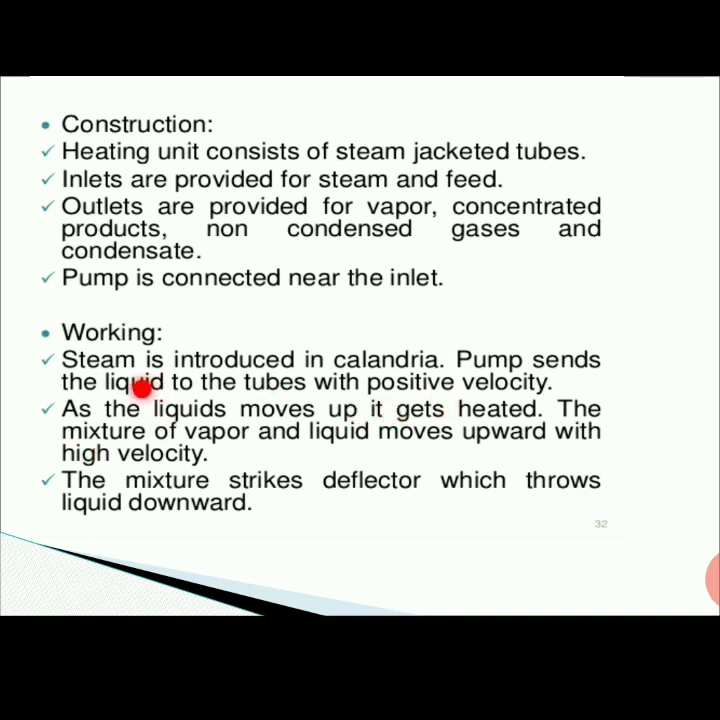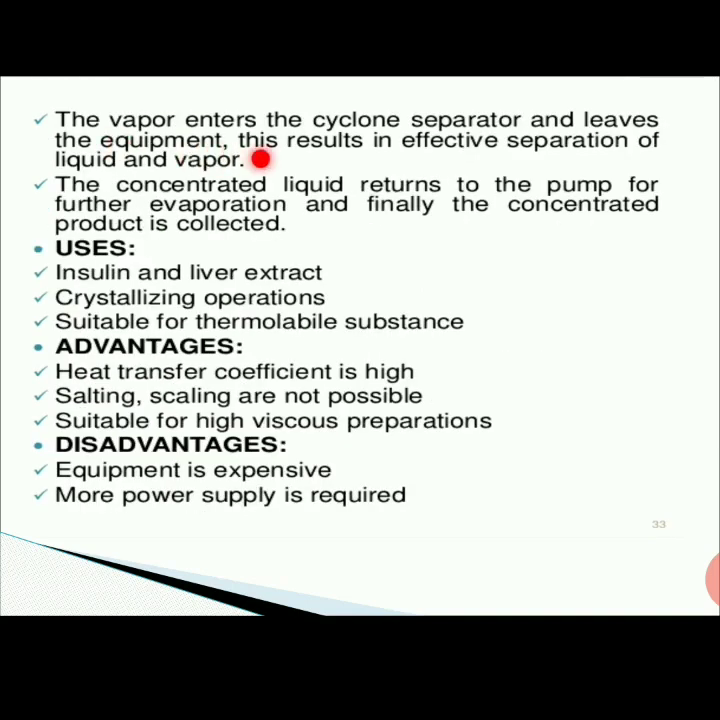Here what is the working? Steam is introduced in the calandria. The tubes are present vertically, which is called a calandria. Pump sends the liquid to the tubes with positive velocity. As the liquid moves up, it is heated by the steam. The mixture of vapor and liquid moves upward with high velocity due to the pump. The mixture strikes the deflector, which throws liquid downward. The vapor enters the cyclone separator and leaves the equipment.